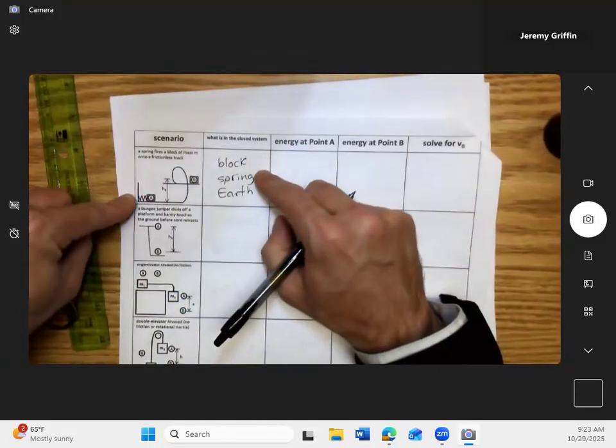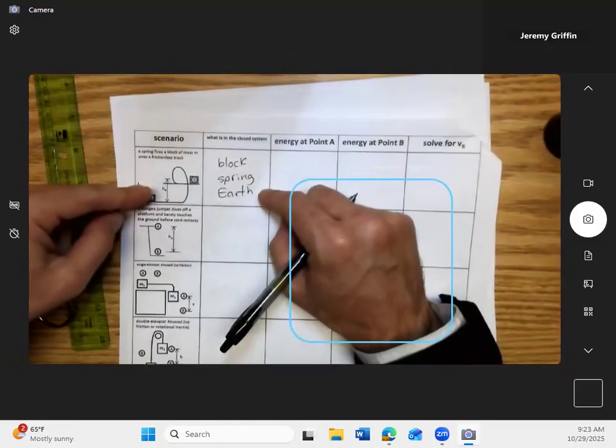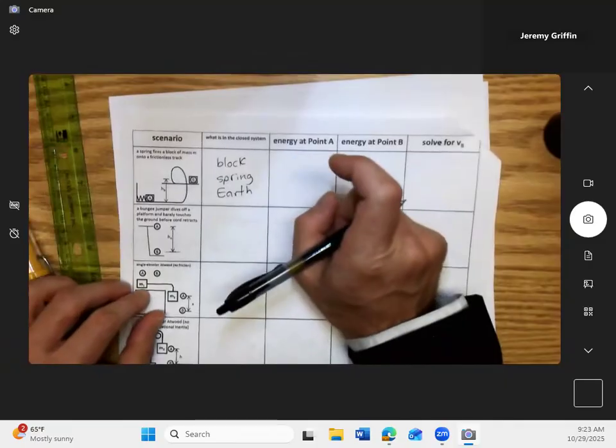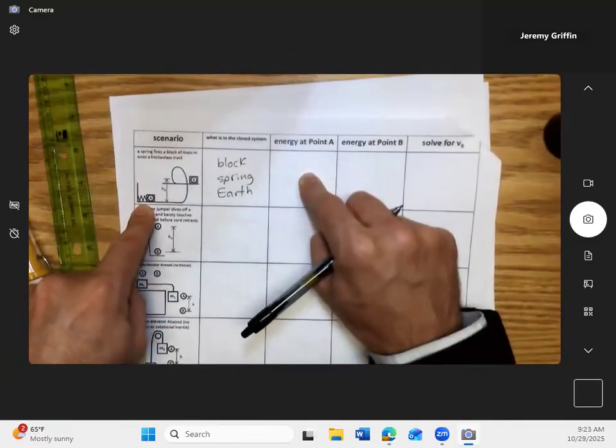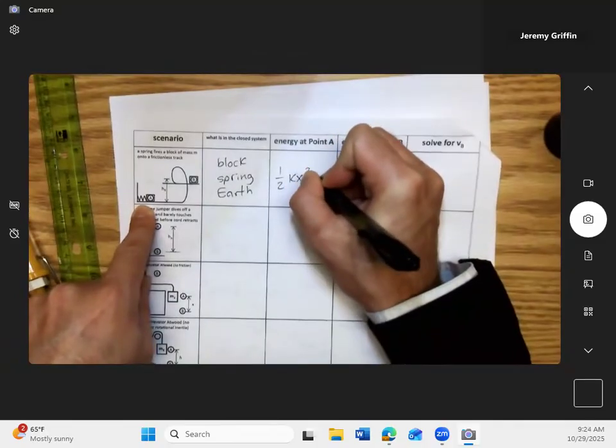So we've got to include the block. We've got to include the spring because there's energy stored in the spring, and we have to include the earth specifically because there's a height change. Like the car braking to a stop, I didn't include the earth, but if we went up a hill, I would. So what type of energy at point A? Yeah, 1/2 kx squared. All the energy is in the spring.